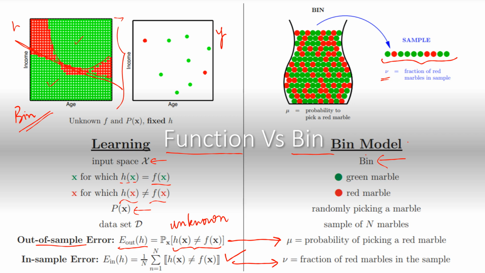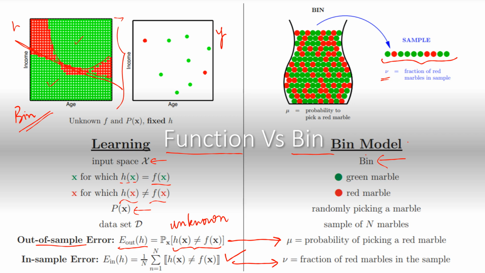Okay, so this is video 4, lecture 3, and in the previous video we created this equivalence between the bin model and the learning model, with the bin being the input space, the difference between the target function and the hypotheses defining our green marble and red marble, and the fact that we are randomly picking a marble compared with the probability being random, unknown to us as well. We were able to establish that there is a relationship between a bin model and a learning model.